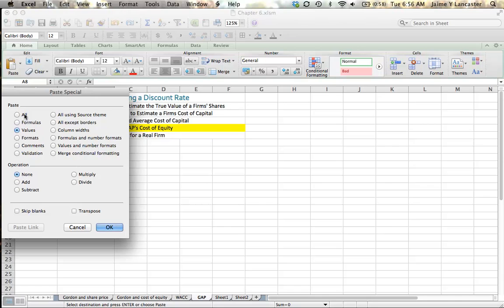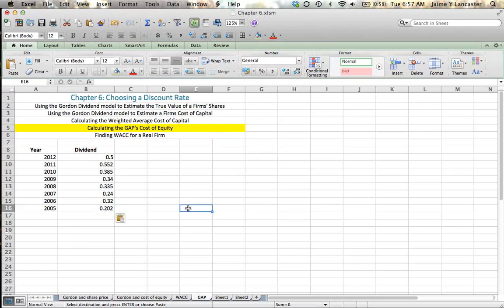So I can bring all of the references, values, formulas, formats, comments, everything. Or I can multiply everything in there by 2. It's pretty useful. But all I want are the values. I just want the numbers. So there are our dividends by year.